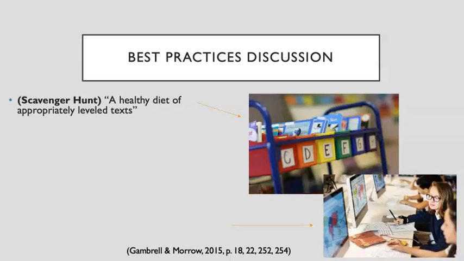And in Gramble and Morrow, they talk about how a best practice is having students engage with texts that are appropriately leveled for them. And I think the scavenger hunt does that well, because not only are they able to choose the texts that speak to them, but they're also appropriately leveled. They're actually edited in a way that archaic language and really, really specialized language that might trip up students are easily accessible to most of the students in the classroom.